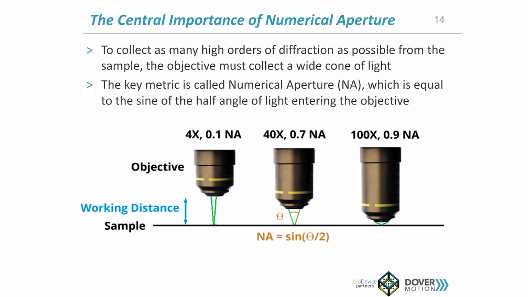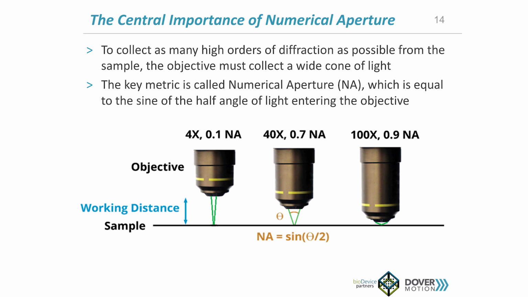As Kevin mentioned, in order to reconstruct an image of the highest resolution, you want to capture all of those higher orders of diffraction. And the way that you do that is by capturing a wide angle of light coming into the objective. And that parameter is known as the numerical aperture, which is basically the sine of the half angle of light collected. And you can see here that we have three different microscope objectives.